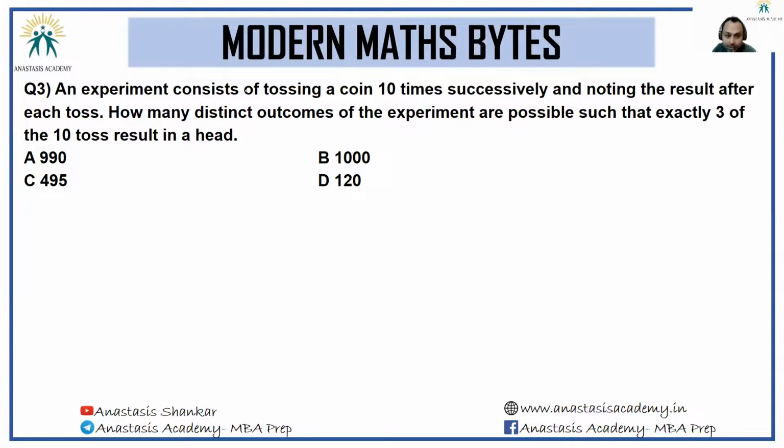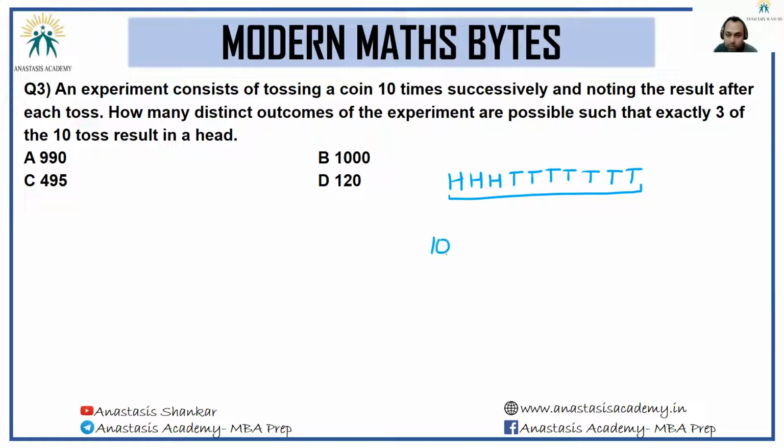Next, an experiment consists of tossing a coin 10 times successively and noting the result after each toss. How many distinct outcomes of the experiment are possible such that exactly 3 of the 10 toss results in a head? Basically, we need head, head, head, and then followed by 7 tails. Not necessarily in this order. Anytime these are rearranged, I get an acceptable case.